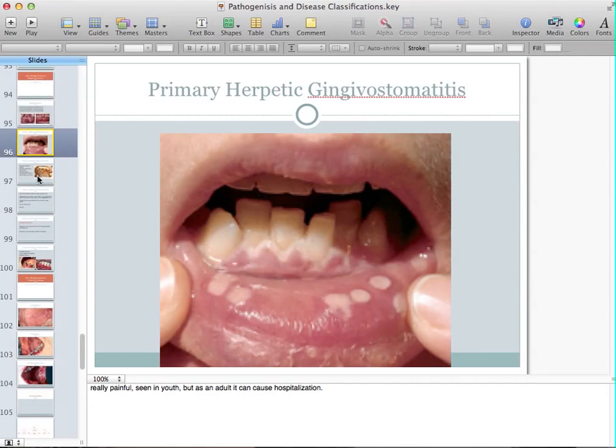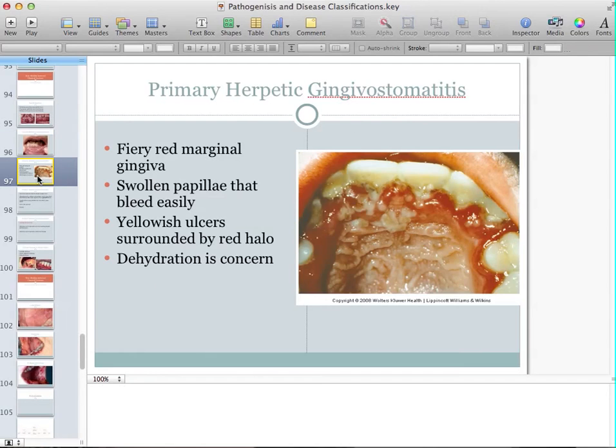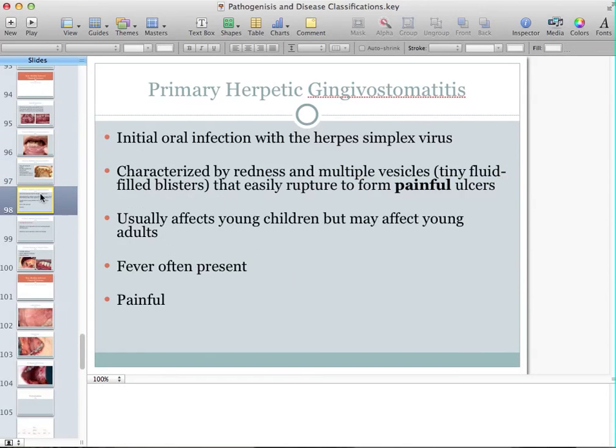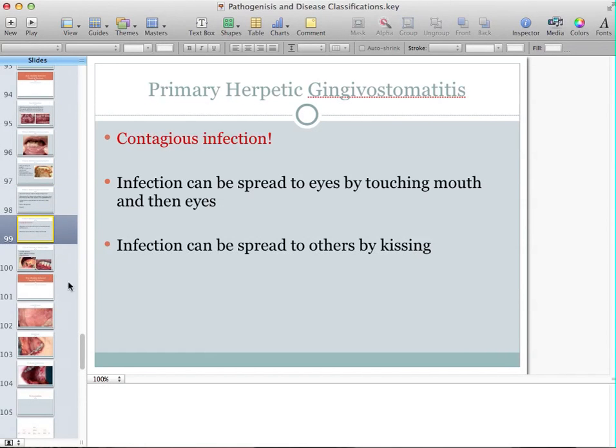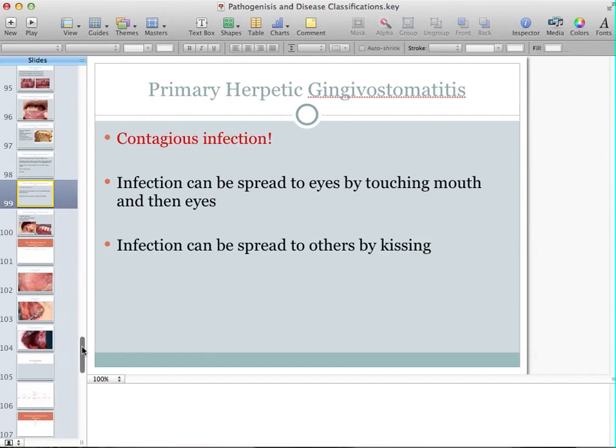So this is herpetic lesions in the mouth. Painful in youth, and in adults it can cause hospitalization. And this is primary herpetic gingivostomatitis. It's where there's fiery red marginal gingiva, swollen papillae that bleeds easily, yellowish ulcers, and then dehydration is a concern. It's an initial oral infection with the herpes simplex virus. It has painful ulcers that rupture. Fever is present and it is painful. And it's very contagious. That's why most children get it.